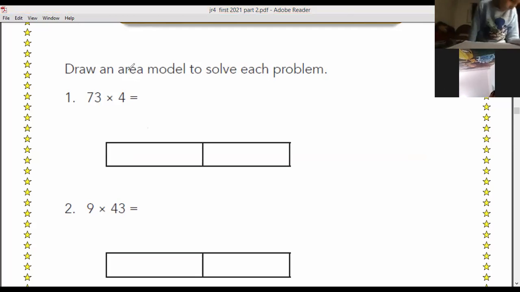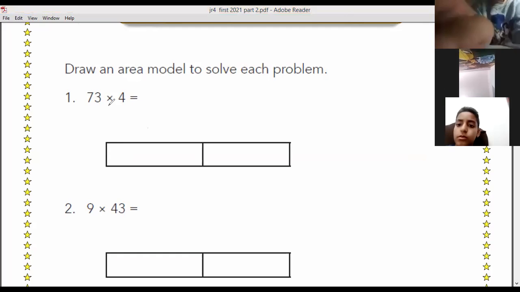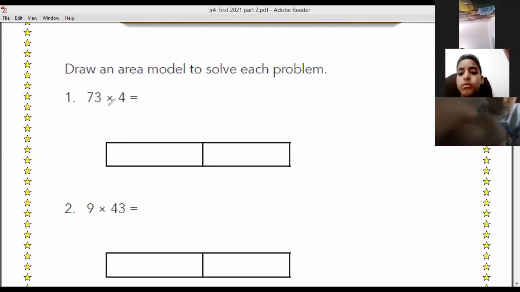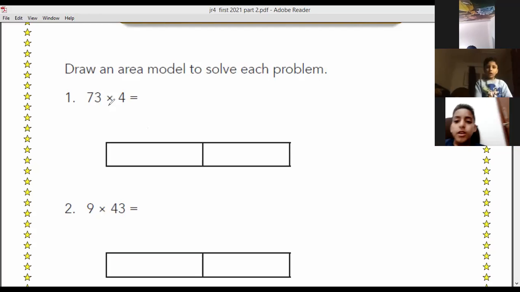Okay. So here I have 73 times 4. I have two ways to do this one. I can repeat 73 by ones and tens 4 times, right? Right. Okay, but in this question, I want to draw an area model to solve each problem. Area model means you're going to draw a rectangle. Okay, so now I want to draw a rectangle like this one.